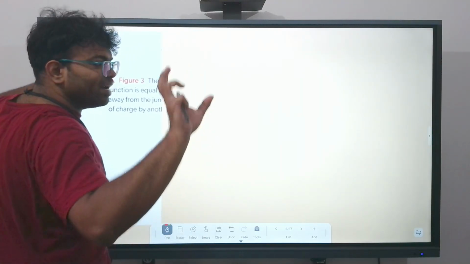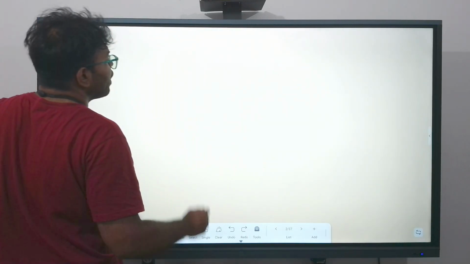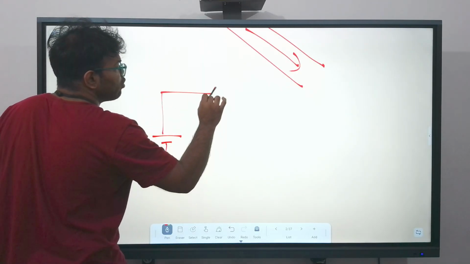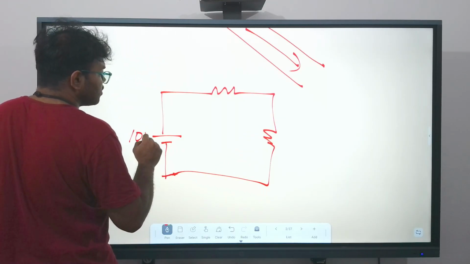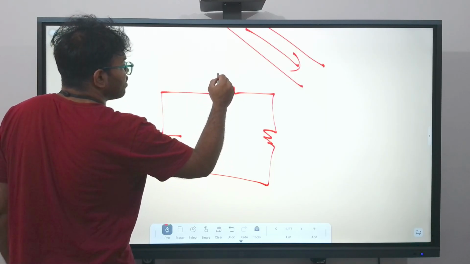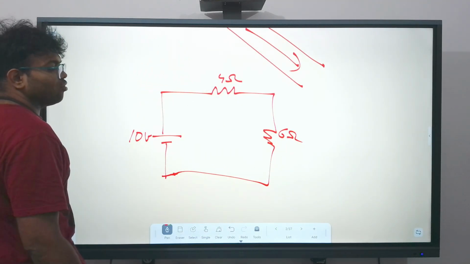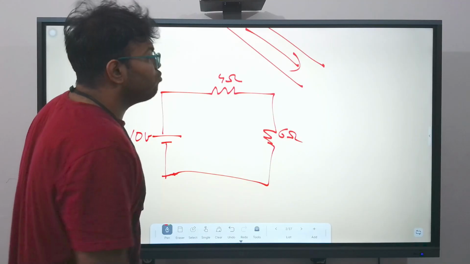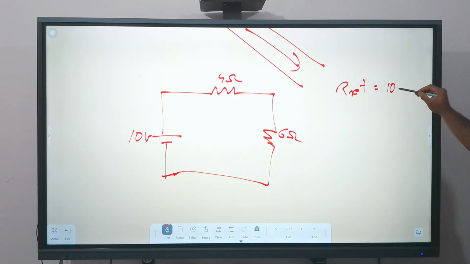For example, let's look at a simple example. Imagine you have a circuit like this. This is a 10 volts battery. You have one resistor like this, and you have another resistor like this. Let's call them 4 ohms and 6 ohms. Now, what is the net resistance in the circuit? 10 ohms, because both the resistors are in series. So R net is equal to 10 ohms.